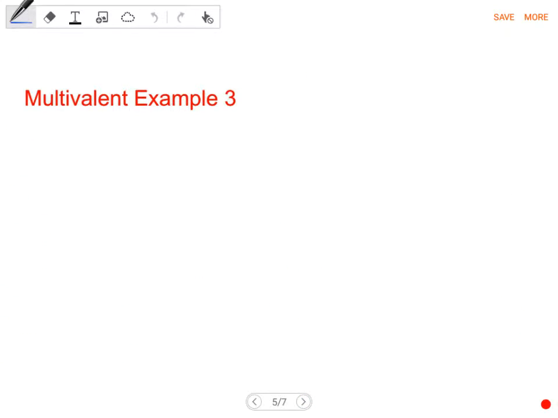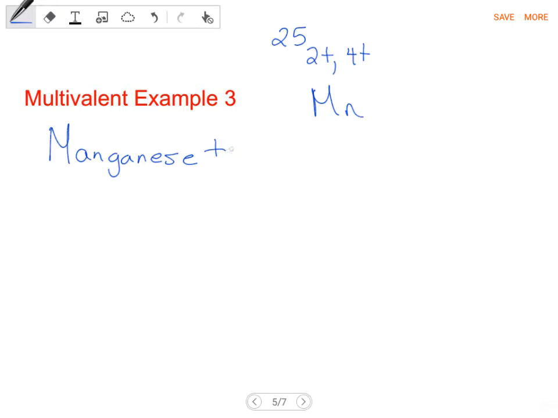And we'll just do one more for good measure. Let's see if we can find something else here. Let's do manganese. Manganese is atomic number 25, and it actually has a charge of 2 plus and 4 plus. Let's go manganese plus, I don't know, let's go with fluorine in this case.